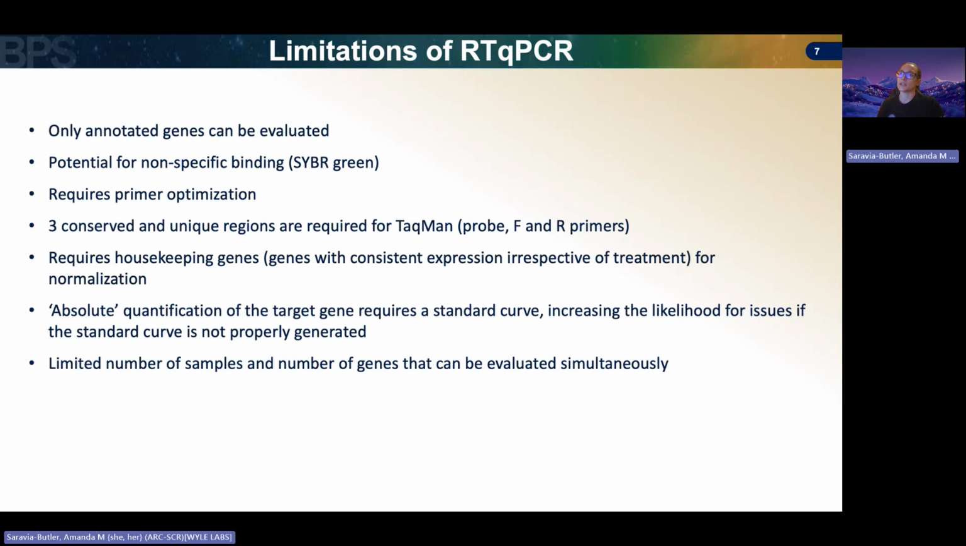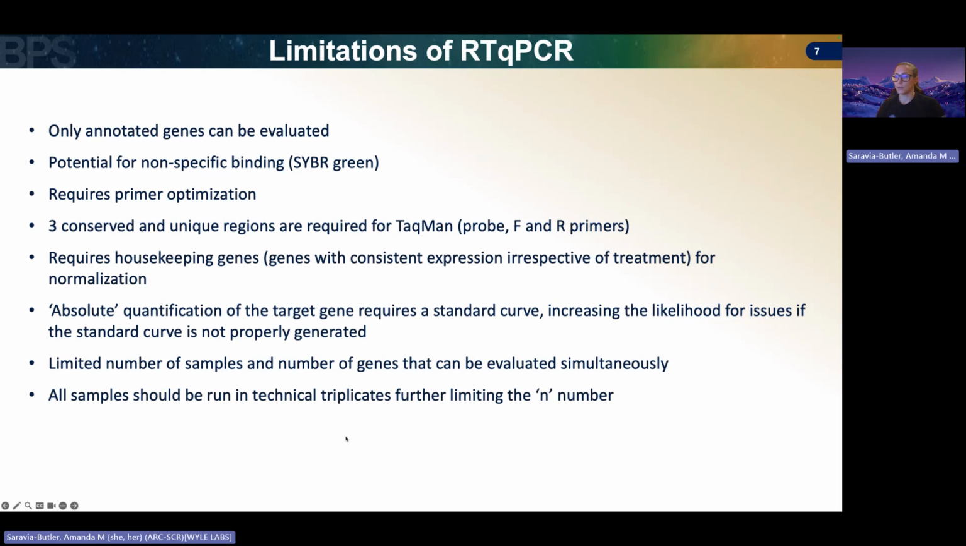Also here you have a limited number of samples and number of genes that will be able to be evaluated simultaneously. These can often be done in 96-well plates or even 384-well plates, but that still is a limit to the amount of genes you can look at, and amount of sample. Also, as I mentioned, all samples really should be run in triplicates, further limiting the N number that you'll be able to get per group. And then, if you can think of any other limitations of RT-qPCR.